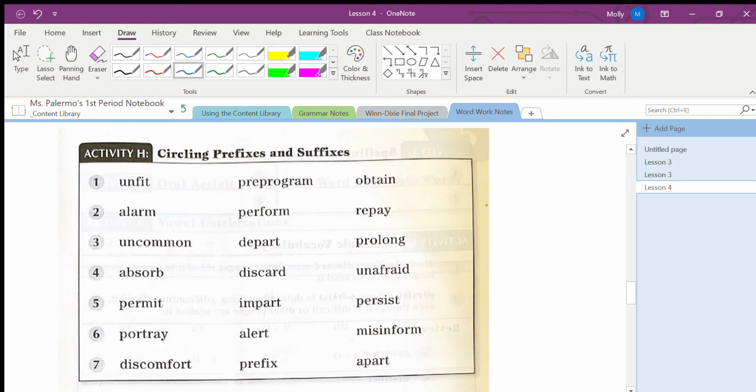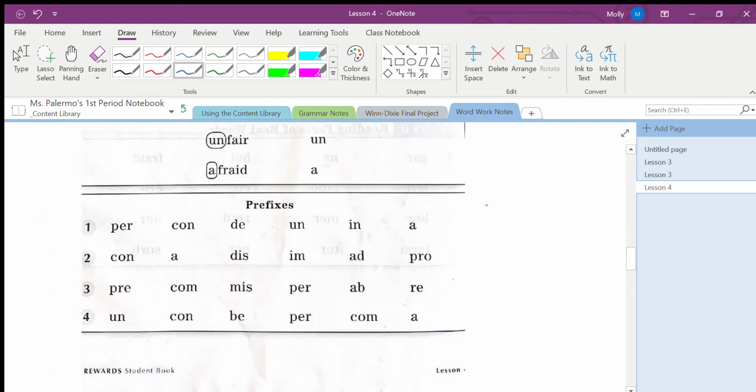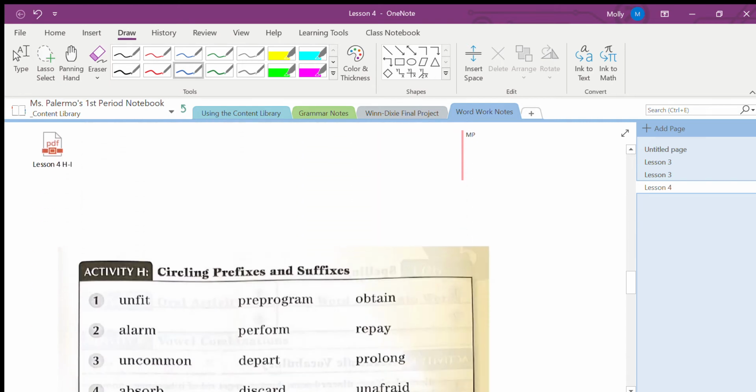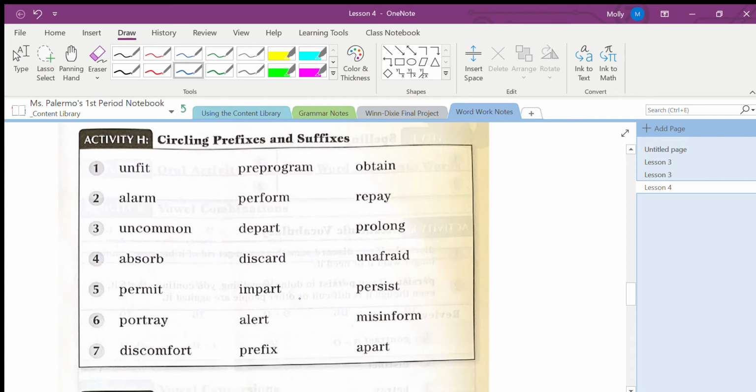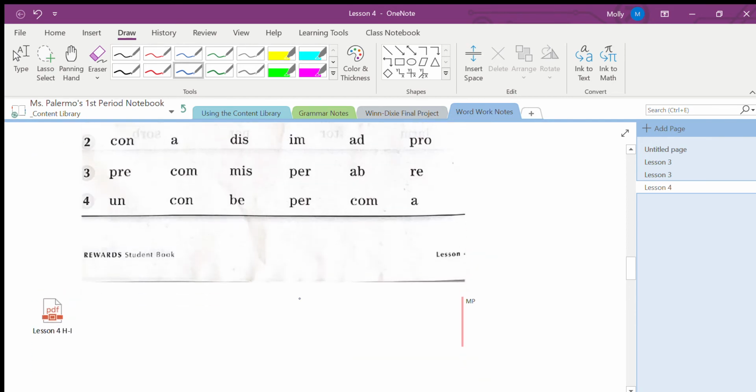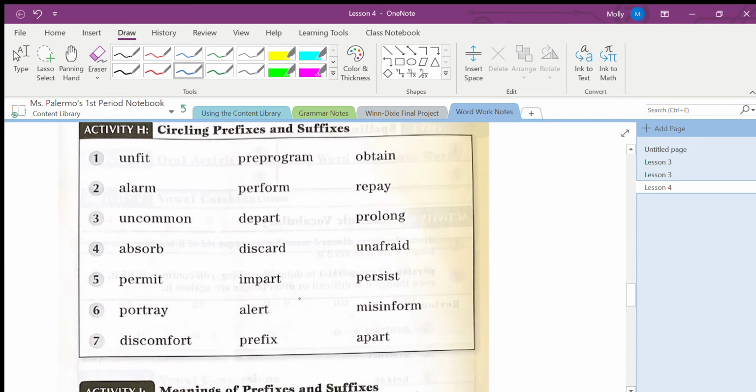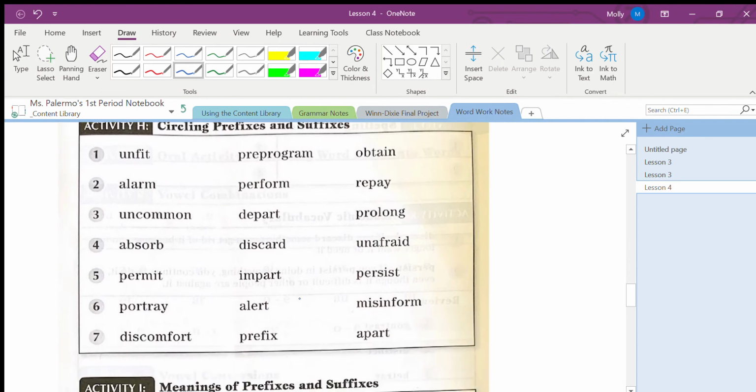And in order to figure that out, go back up to Activity G, this box that says prefixes. This is where all the prefixes are that we've gone over so far. So while you're going through each line, if you're like, I'm not really sure that's a prefix, just check right here. And that'll be good practice. And please make sure that you are reading the entire word.